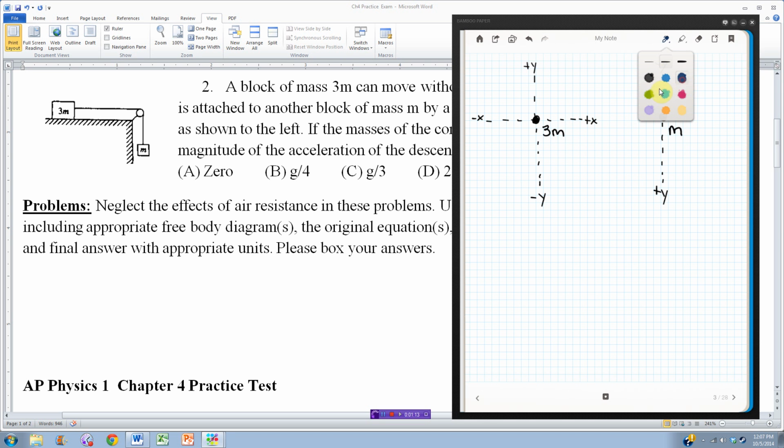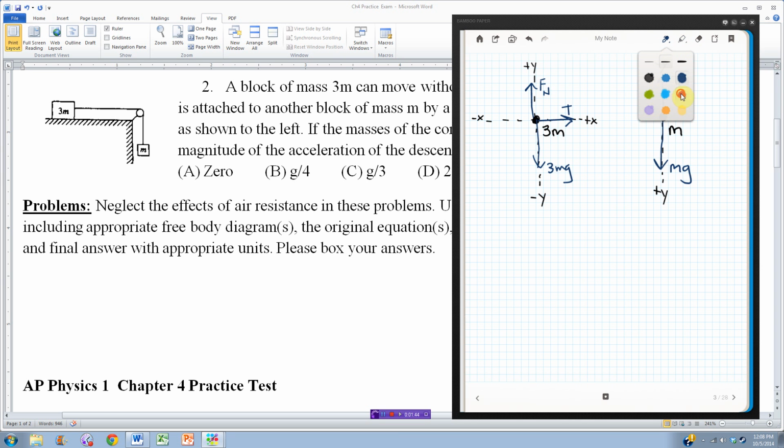Okay. All right. Forces. Well, there's no friction, so the only horizontal force on the 3m block is the tension of the rope. I do have normal force and gravity, however, those aren't really necessary for this problem since they're going to cancel out. For the m block, that is important. I've got gravity down, so mass times gravity, and tension force up.